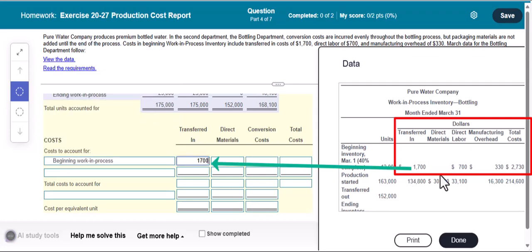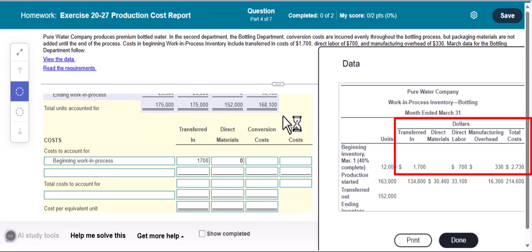And then direct materials was 0. Why? Because these were at the beginning of the process and they were not finished. And remember, in this bottling process that we have, the materials are not added until the end of the process. So then 0 direct materials will have been used. So we can go ahead to 0.